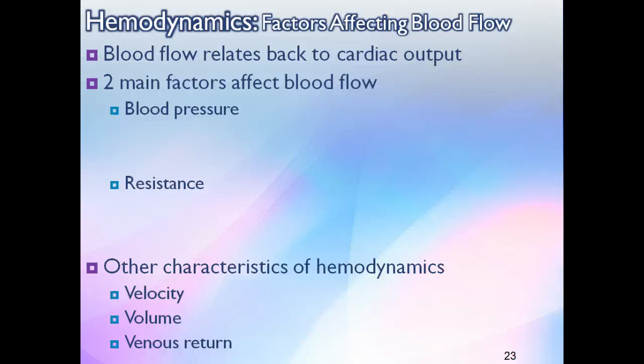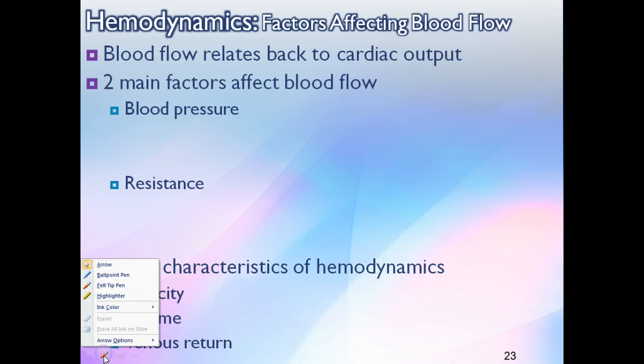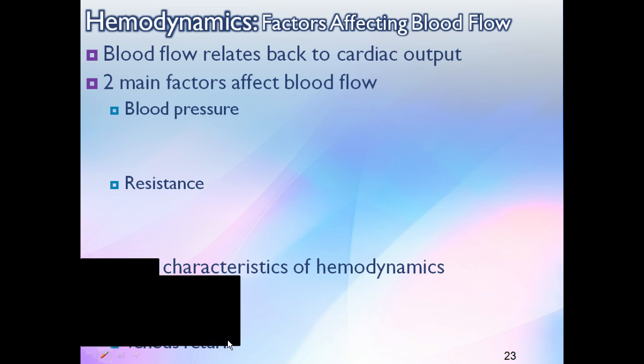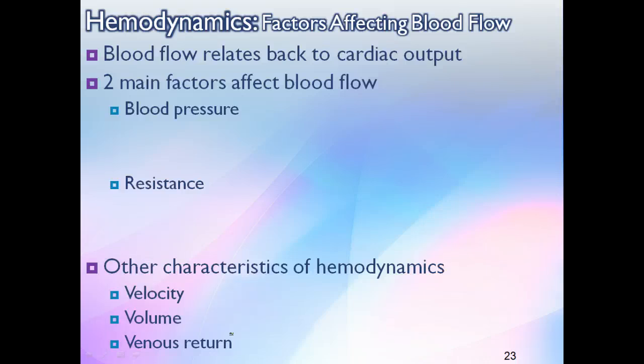So, finishing off Chapter 21 with a discussion of hemodynamics and the factors affecting blood flow. Blood flow itself is most affected by two factors. Number one, we have to give blood a reason to flow. Well, that reason to flow is, of course, the pumping action of the heart. In this case, it directly relates back to cardiac output. Cardiac output, of course, is the volume of blood ejected from the heart per minute.